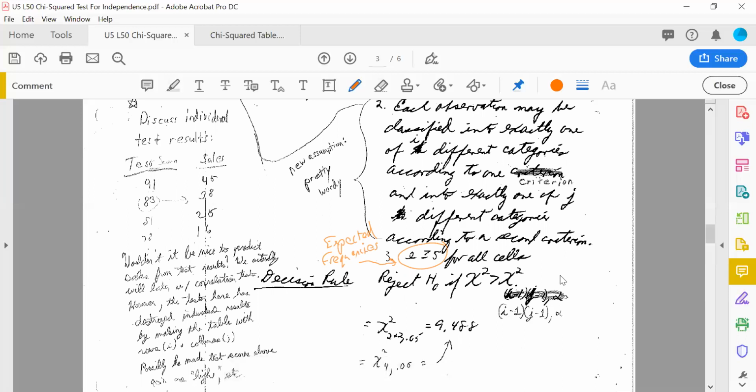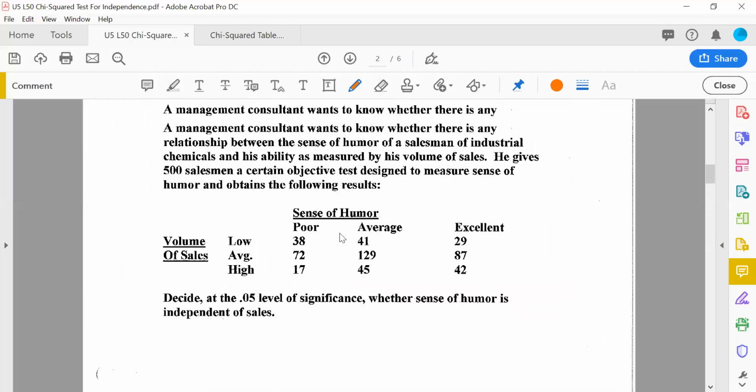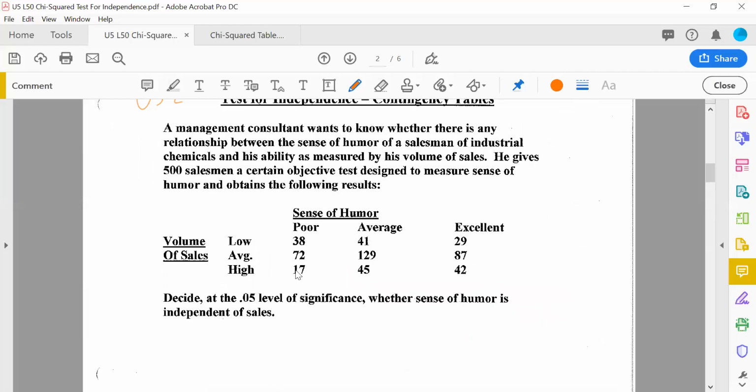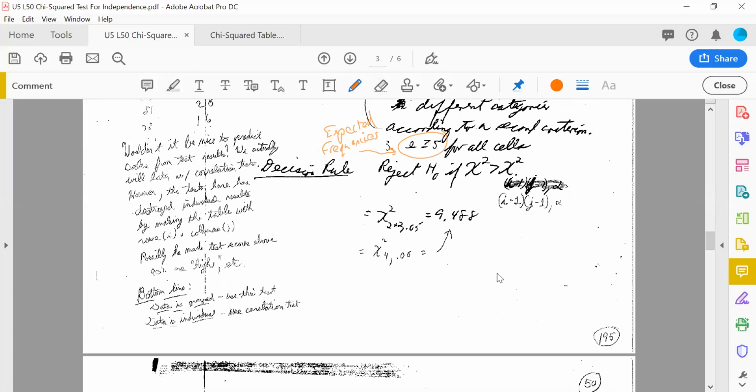So let's just plug this in right here. If we go back up to the table, there are 3 columns and there are 3 rows. So I is 3 and j is 3. So this would be 3 minus 1 times 3 minus 1, which is 2 times 2, which is 4. So it'd be chi-squared with 4 degrees of freedom at the 0.05 level, and that's right here.